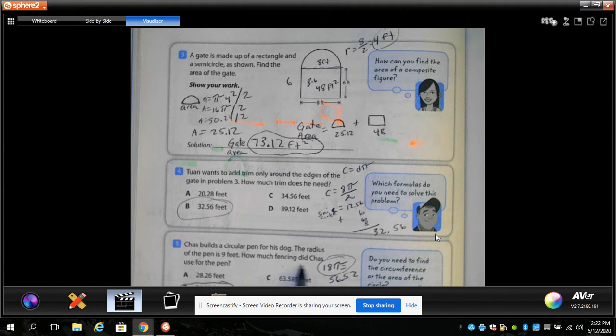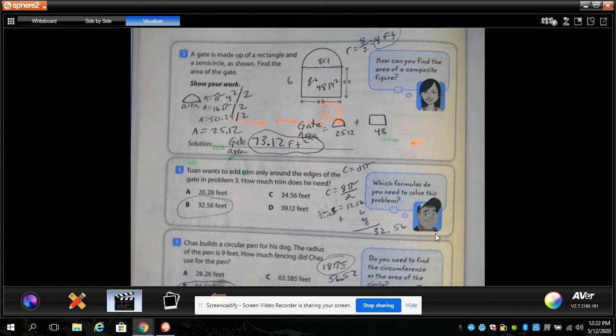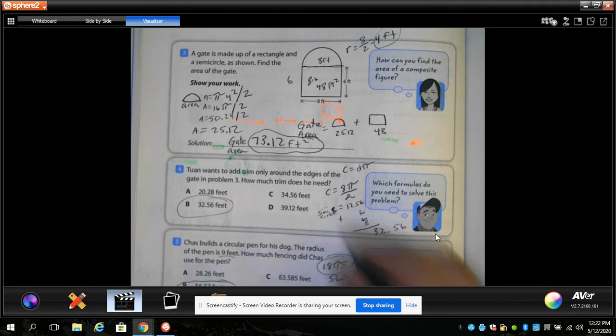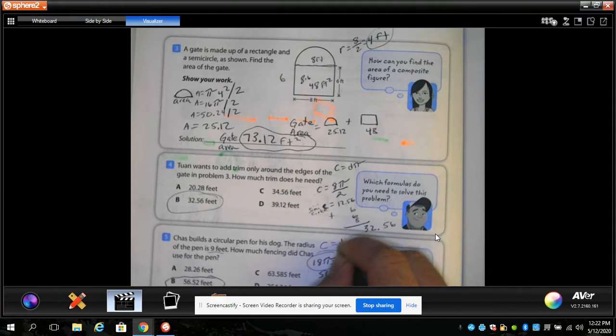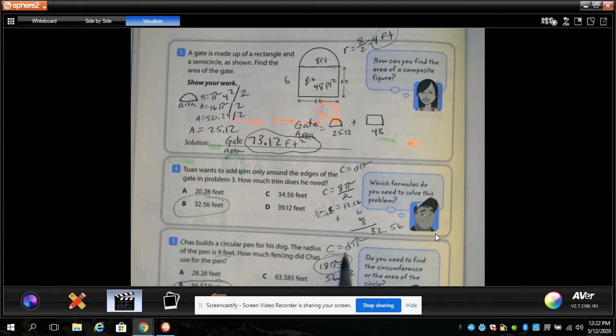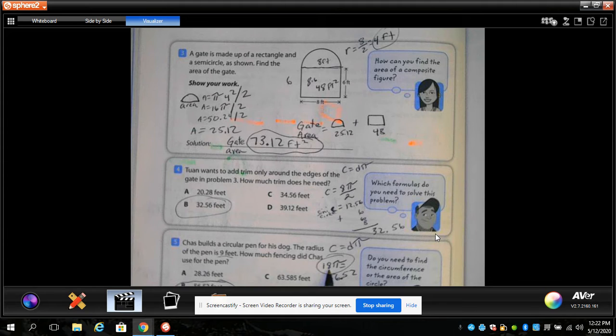Now, here, the radius of the pen in this problem is 9 feet. How much fencing did Chas use for the pen? Again, you need to find your circumference. Given the radius of 9, you're using circumference equals the diameter times pi. So radius doubled to get 18, and then 18 times pi to get 56.52 feet. And it's a distance, not an area, so it's not squared.